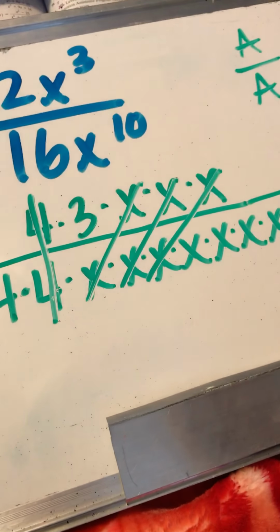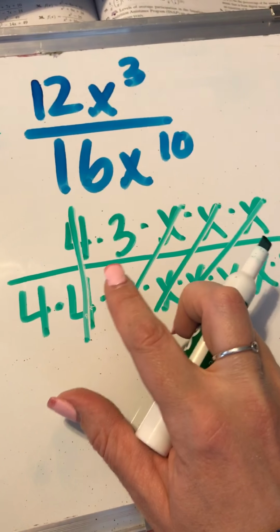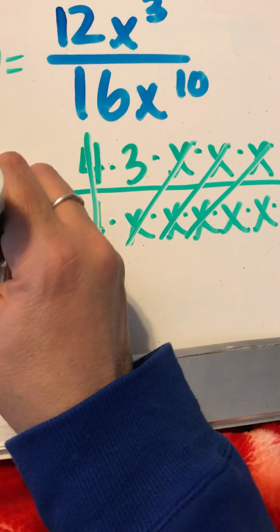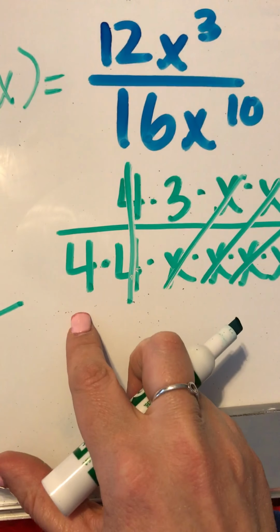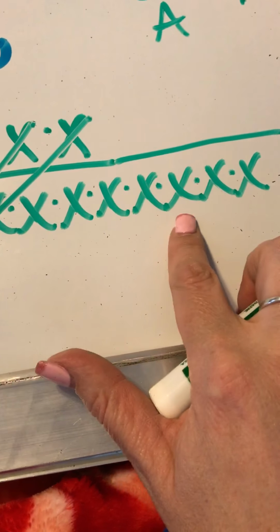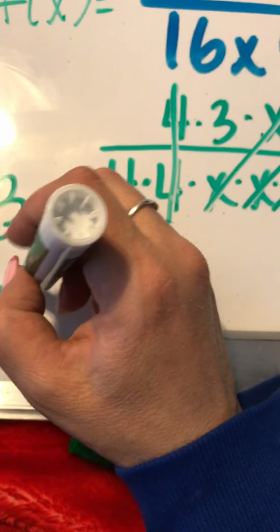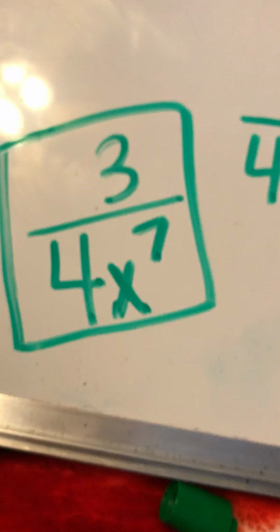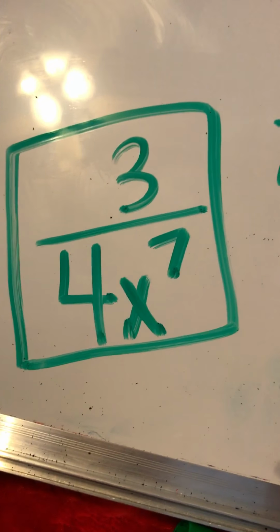All right, now we have to take a look. It looks like everything in the numerator is gone except for this number 3. So we have a 3 in the numerator. In the denominator, I have a 4 and 7 x's. Okay, so simplified, this expression is 3 over 4x to the 7th.